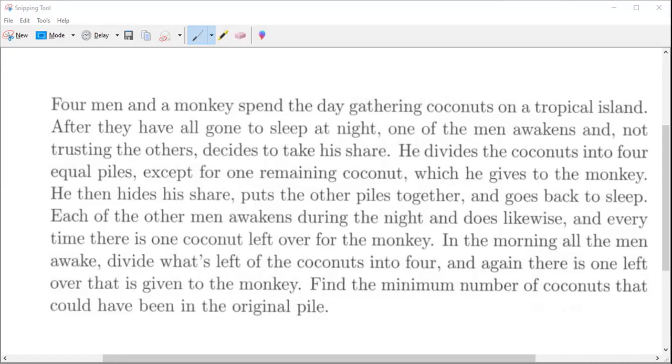Okay, he divides the coconuts into 4 equal piles because there are four men. It turned out that when you divide it like that, there was one remaining coconut, so he gives it to the monkey. Okay, and then he hides his share. Basically no one will see that, and then he puts the other piles together and goes back to sleep.